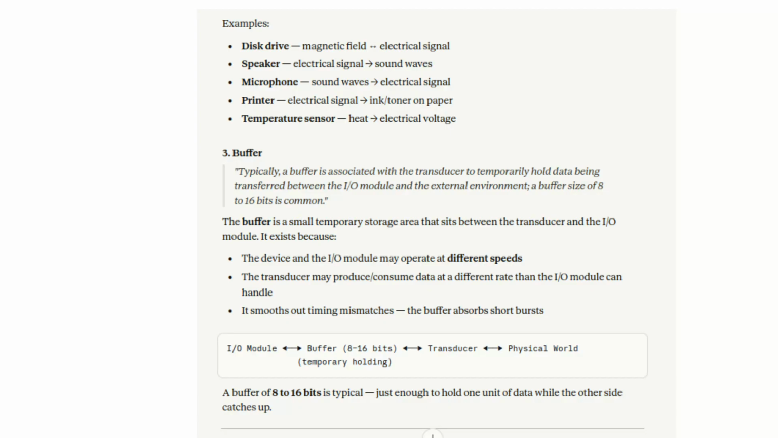If I'm considering the device and the IO module, both are operating at different speed. So the transducer may produce or consume data at a different rate than the IO module can handle it. So it smoothens out this timing mismatch. The device and the IO module both are operating at different speed, so we have to manage this timing between them. That is why there would be a buffer present in the device, which would temporarily store the data which is transferring between this IO module and the external environment. So this is basically used to smooth out the mismatches in the speed. That is what you have to understand.